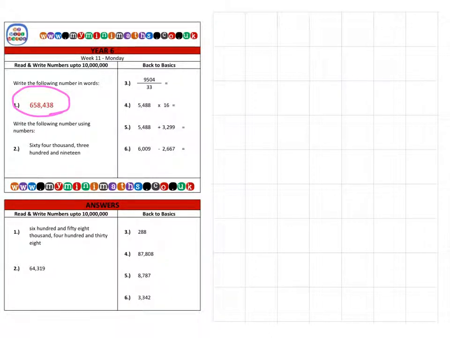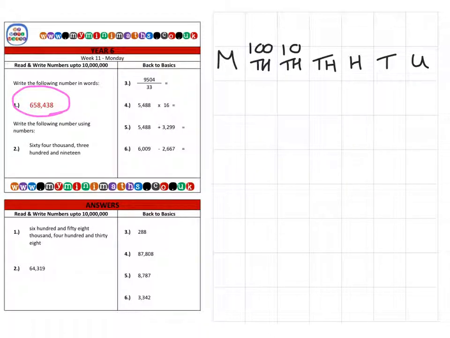So starting from this right hand side, we have units, tens, hundreds, thousands, 10,000s, 100,000s and millions. And if we write in the value in the question, we can start to break the number down.